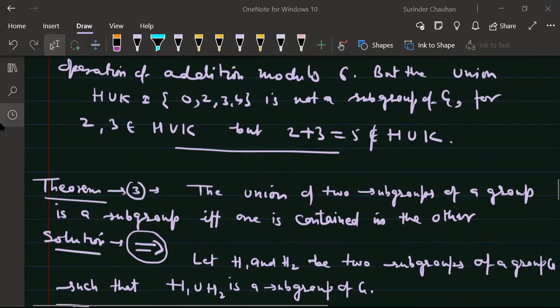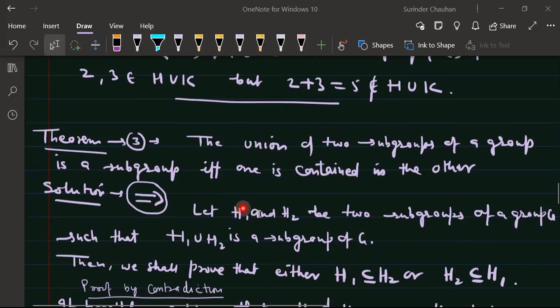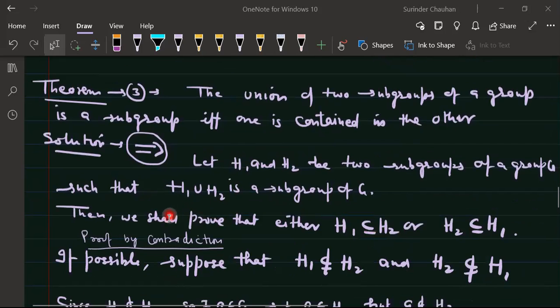First, the necessary part. Let us suppose that the union of two subgroups is a subgroup. Now our aim is to show that one is contained in the other. Let H1 and H2 be two subgroups of a group G such that H1 union H2 is a subgroup. Our aim is to show that either H1 is a subset of H2 or H2 is a subset of H1.